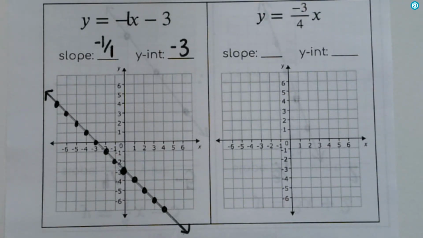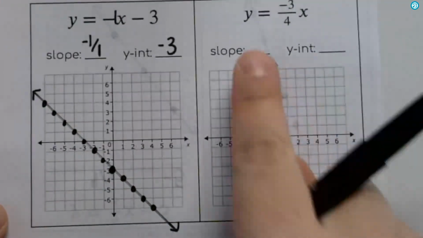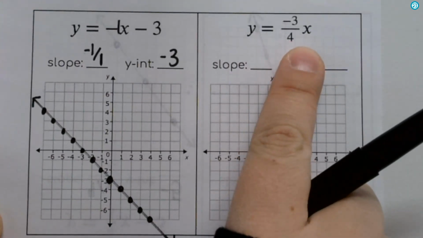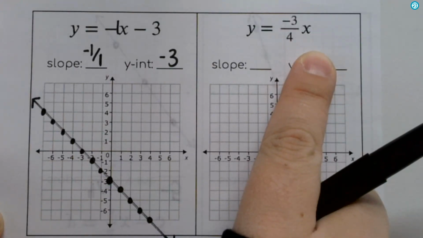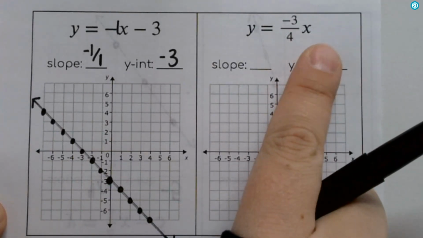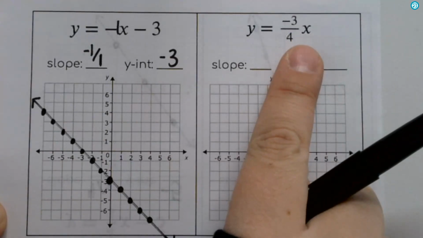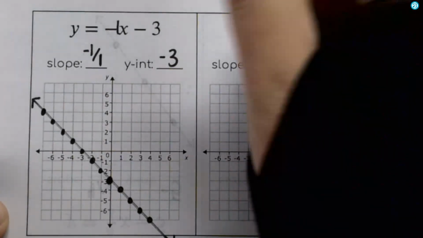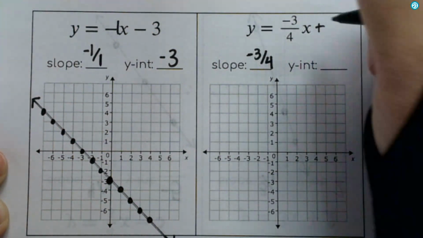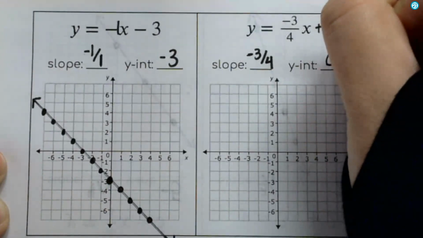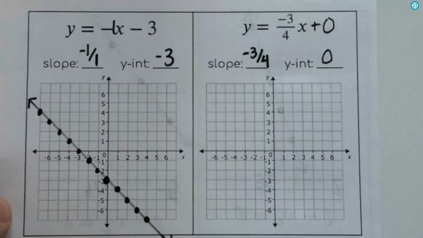Any questions right now? Okay, this last one we've got is y equals negative 3/4 x. Is that where the m is or the b is? In y equals mx plus b, is that negative 3/4 where the m would go or where the b goes? The m. So our slope is negative 3/4. What are we adding on here at the end for our plus b? 0. If there's no plus b, that means there's a 0 there. So our y-intercept on this one is 0.